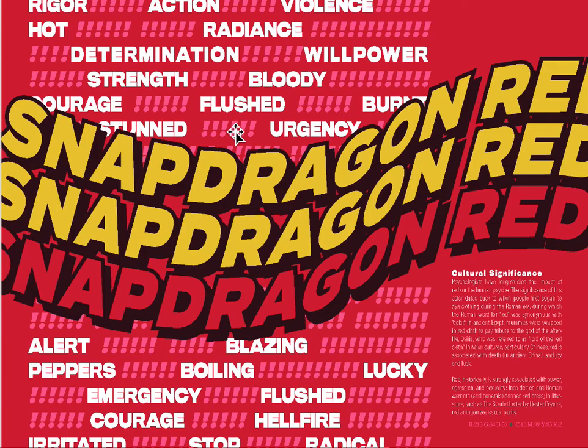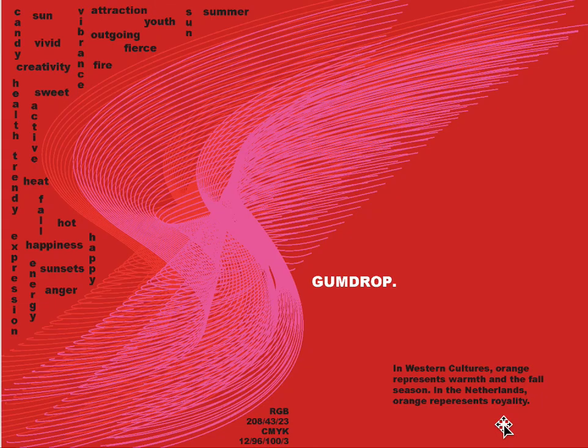So here's another one that's really, really playful and fun with this awesome use of exclamation points between their 25 words in the background. And then you've got the swoosh of the name coming through, and then your cultural significance over here. You are supposed to also include the RGB and CMYK, which is right here.